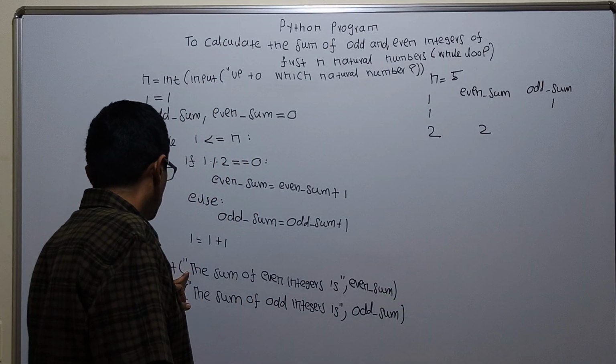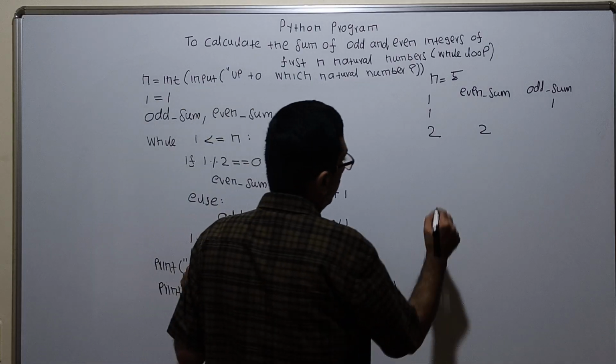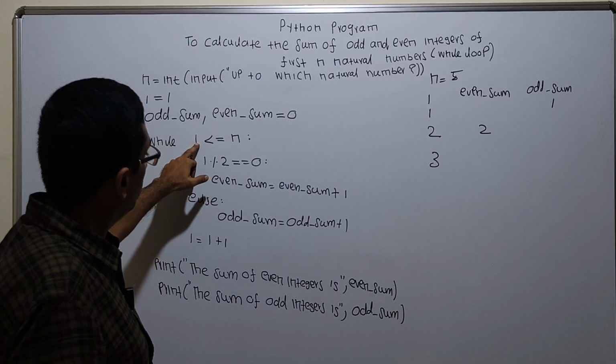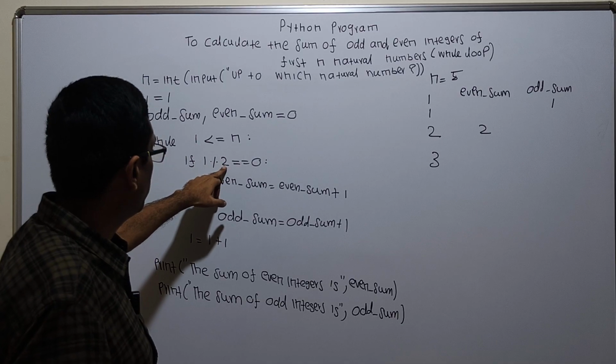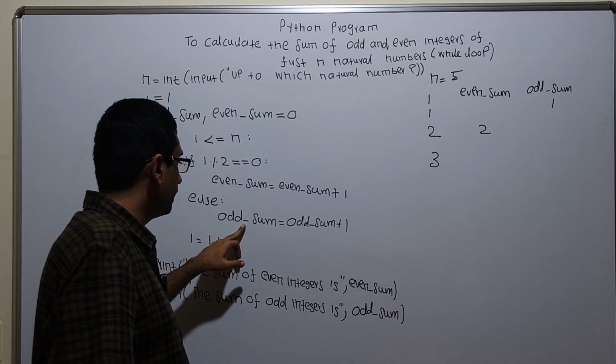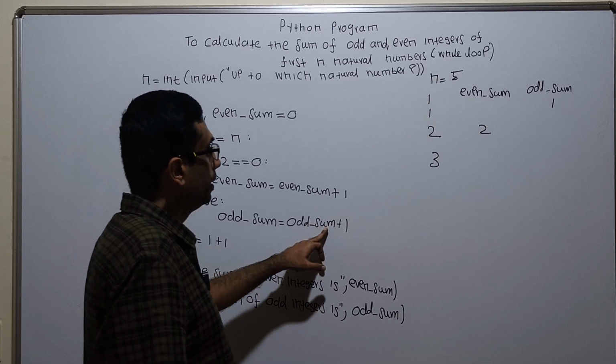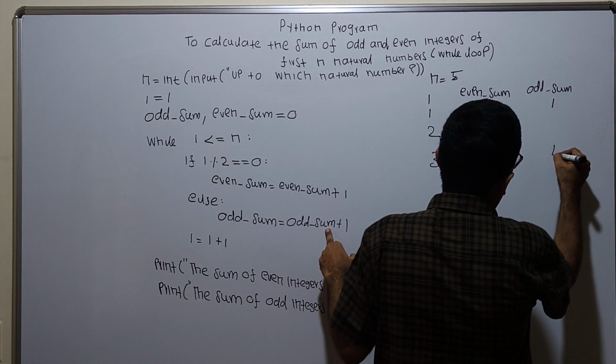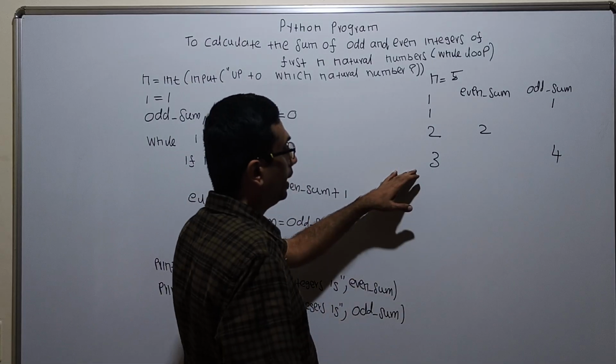So control will come out and increment the I value by 1. I is 3 now. And we will check 3 less than or equal to 5. This is true. 3 modulo 2, the remainder is 1. So it will come to else and add it to the existing value of the odd sum plus I. So the existing value of odd sum is 1. 1 plus 3, this is 4 now. Next, the I value will get incremented by 1.